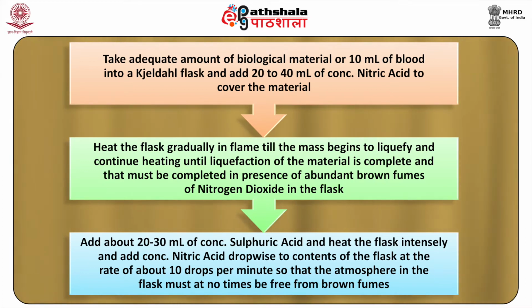At this point, about 20 to 30 milliliters of concentrated sulfuric acid is added and the flask is heated intensely, and concentrated nitric acid is added drop by drop to the contents of the flask at the rate of about 10 drops per minute, so that the atmosphere in the flask must at no time be free from the brown fumes. Heating should be continued until all organic matter is destroyed and the liquid develops a clear, colorless or straw color.